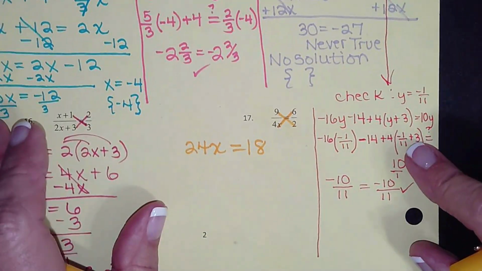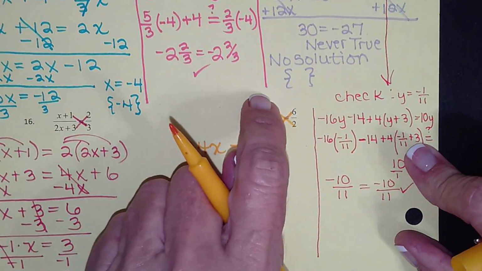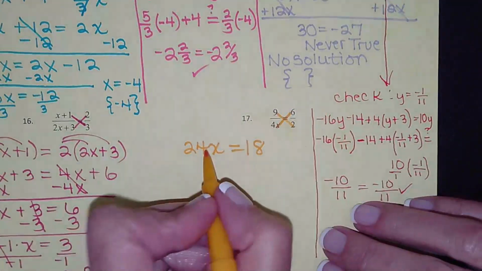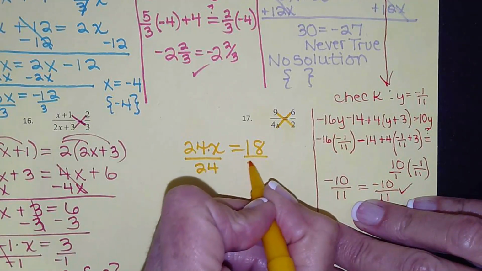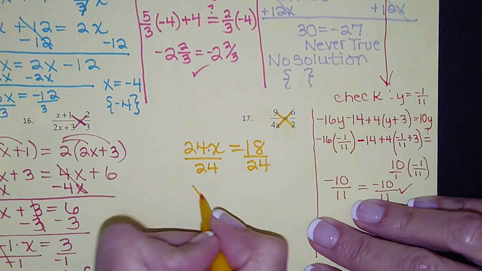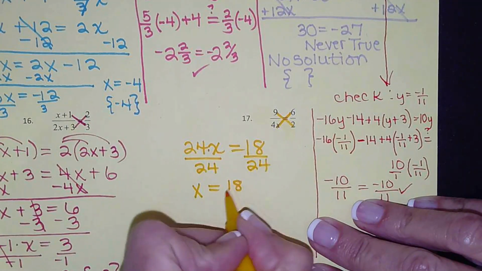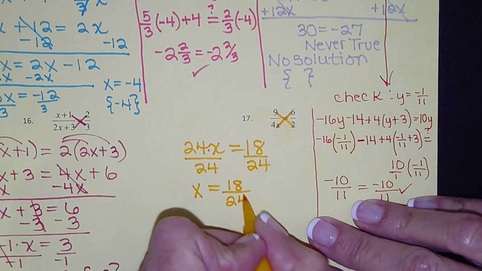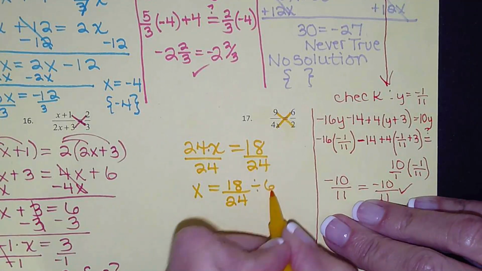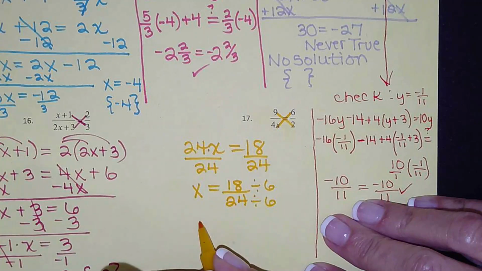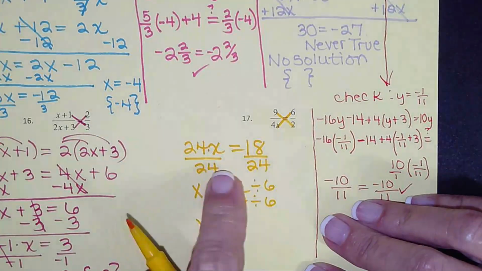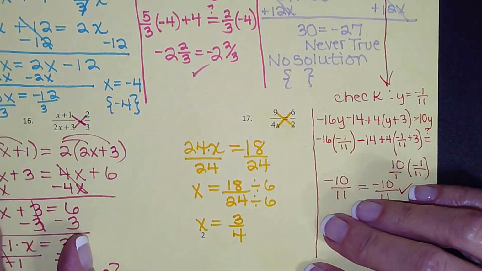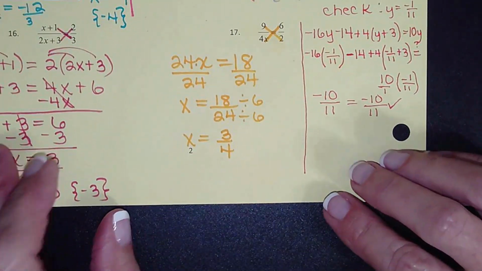Okay, last problem. So 24x equals 18. Opposite of times is divide. And here's another one that I would probably simplify by hand and then check it on the calculator. So 6 goes into both of those. X equals 3/4. And you could have started with 2 and then simplified by 3 on the next step. I just knew 6 went into both of them.